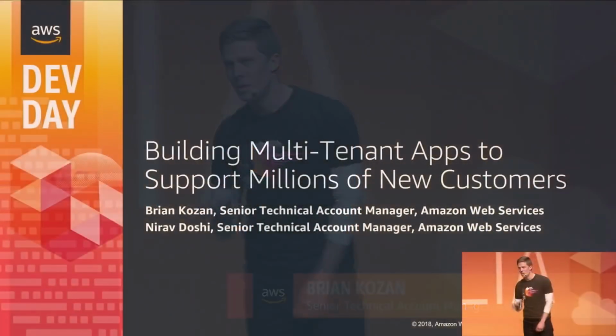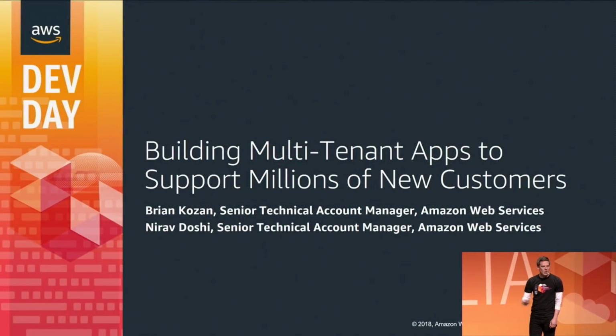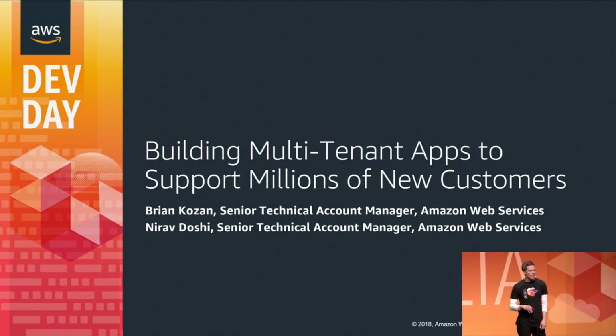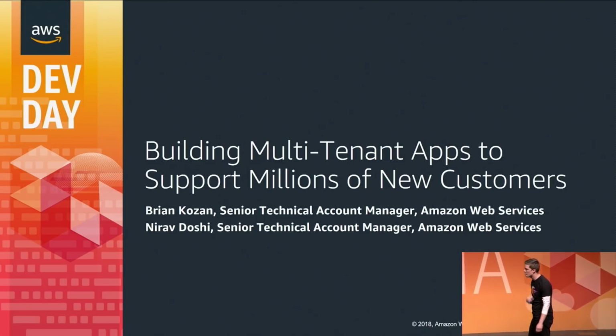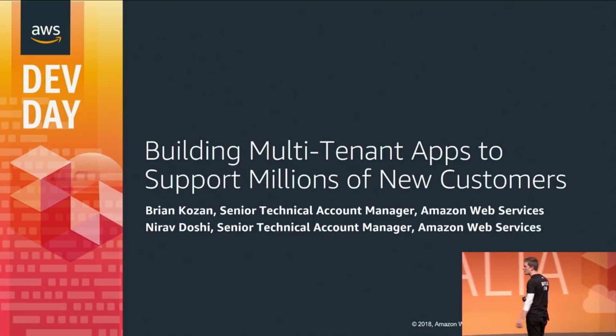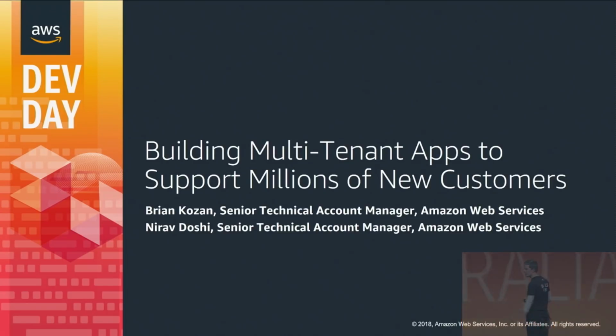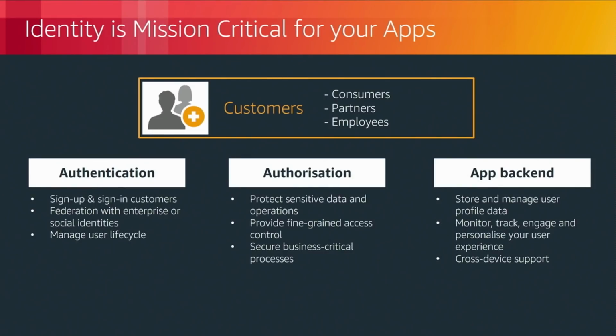But you guys didn't come in here to hear me talk about the keynote that you just watched. You came here to learn about how we're going to leverage an identity management system, build a multi-tenant application to support potentially millions of new customers. My name is Brian Kozan. I'm a senior technical account manager. I've been at AWS for nearly 2 years. And to my right over here, the man on the tools is Nirav Doshi, also a technical account manager based from Sydney. So let's get straight into this.